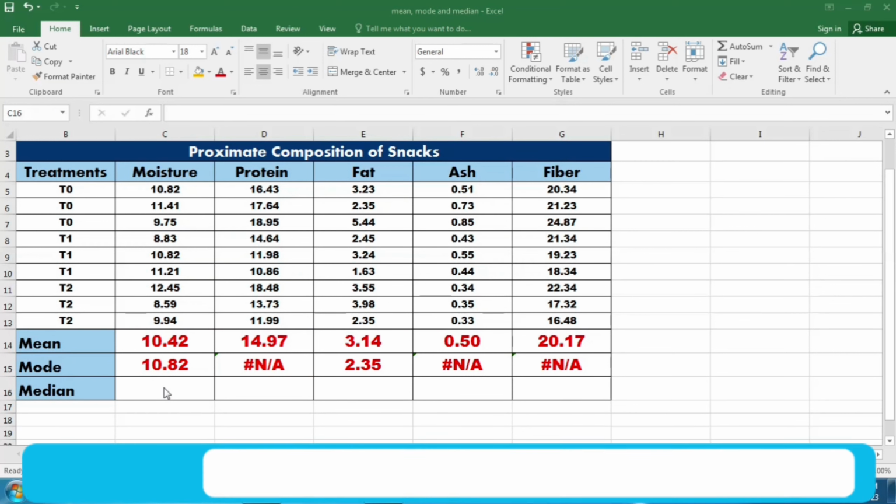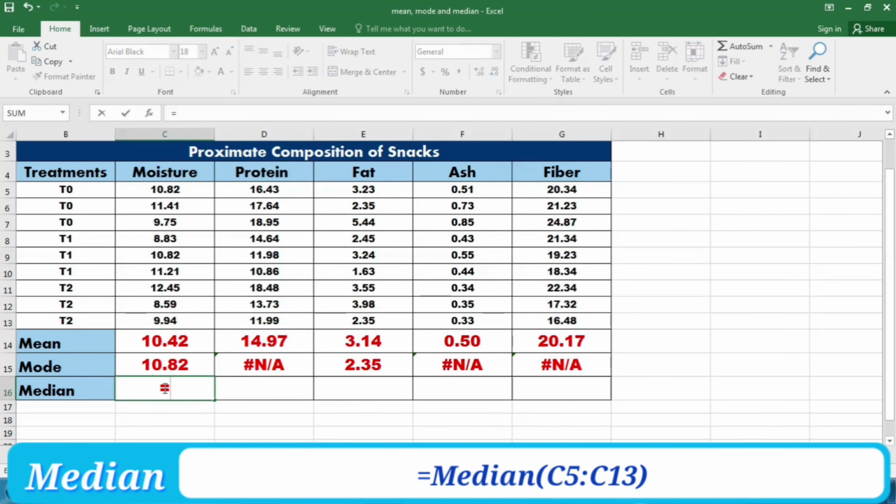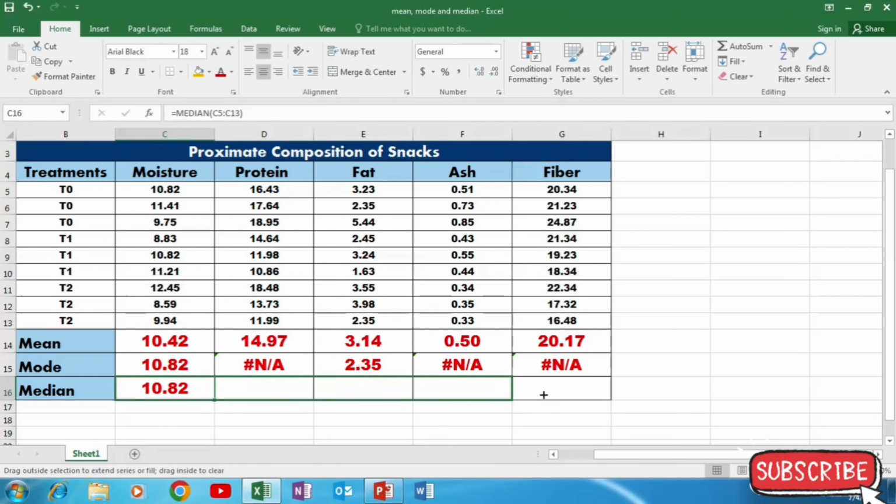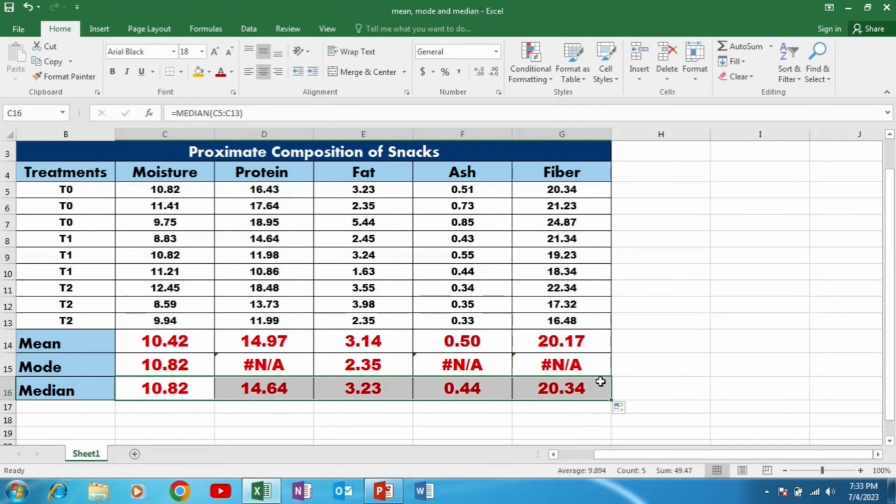To calculate the median, I will write equal median, select this function and then select the dataset, close this bracket and press enter. And for the other values, drag it to the right. So this is how you can calculate mean, mode and median in any dataset.